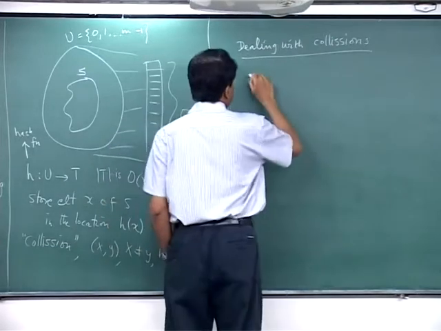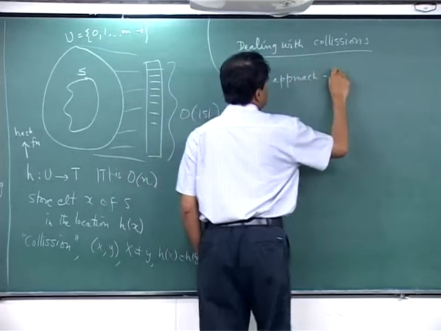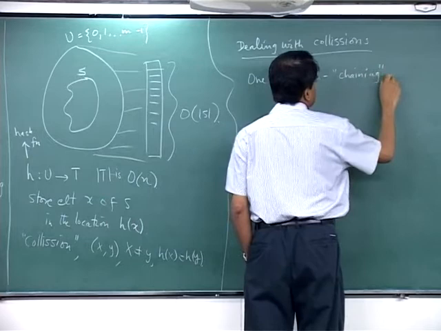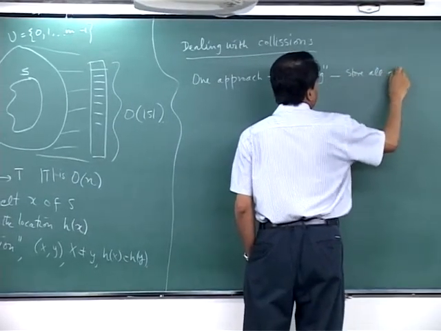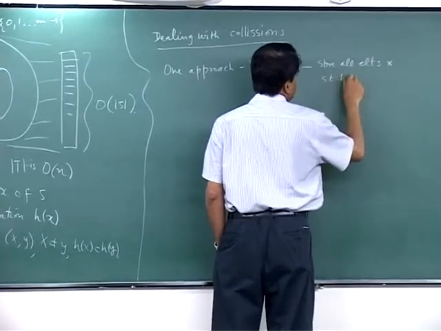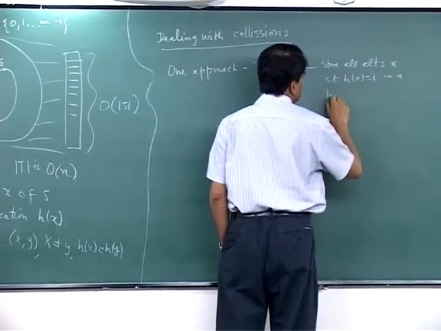one approach is called chaining, which is the simplest, and we will start using this. Store all elements x such that h of x is equal to i in a linked list.